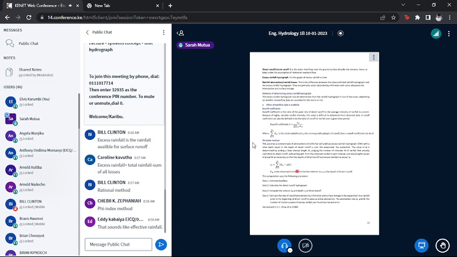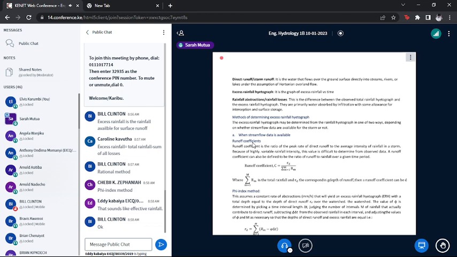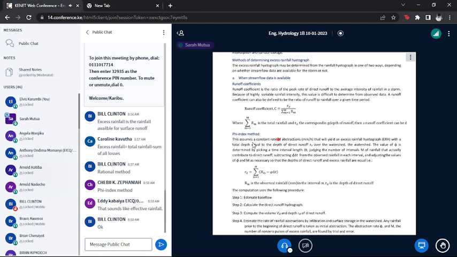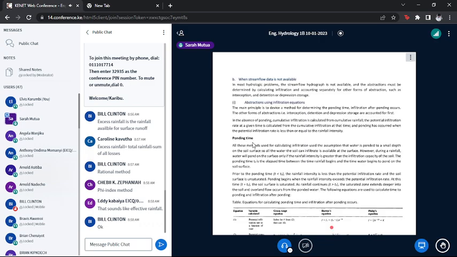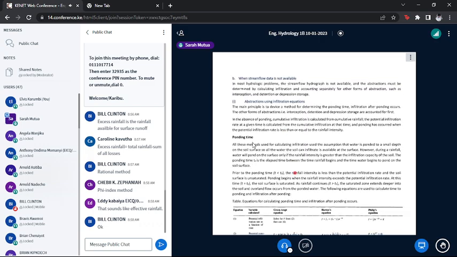Then we have, of course, whatever we have here is the phi index method. We have the runoff coefficient method, and then we have the phi index method. Those are the two main methods. And then we have another method. We have a third one, the SCS method. We have another one when we use abstraction, using infiltration equations.